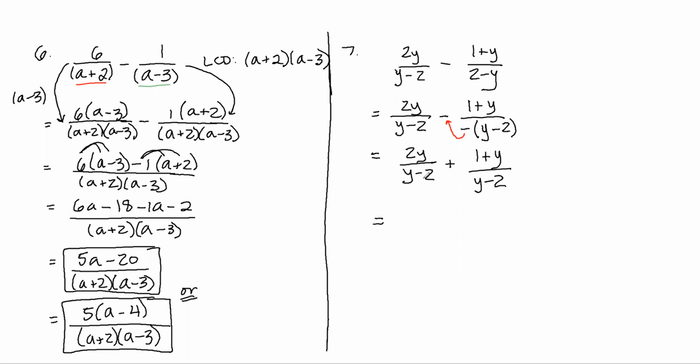Now we have common denominators, so we can add. So let's combine our two fractions into 1. And we have a 2y. I'm going to go ahead and read this left to right. Plus, it's a plus, so we don't have to worry about distributing a negative. So let's just put 1 plus y. Simplifying, 2y plus 1y is 3y plus 1 over y minus 2. Nothing to factor, so there's no simplifying we can do here.